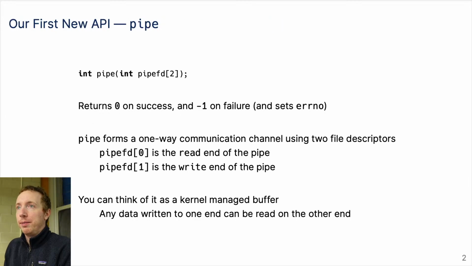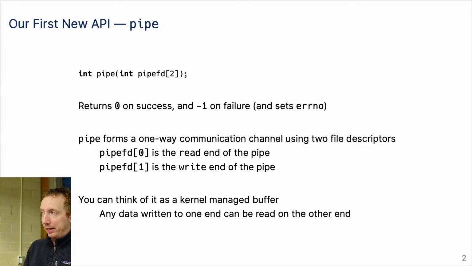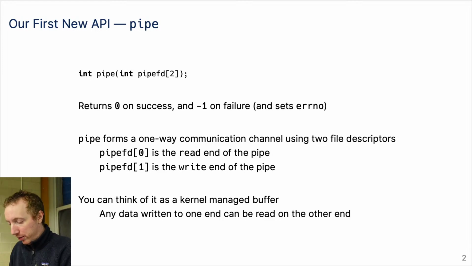So we're going to need some APIs. We'll whirl around through them. Our first new API is called pipe. It is kind of a one-way communication stream. So here, int pipe, and it takes an array of ints that are just two file descriptors. So it's going to create two file descriptors. It's a C wrapper for a system call. So it returns 0 on success, -1 on failure, sets errno, kind of what we're used to.